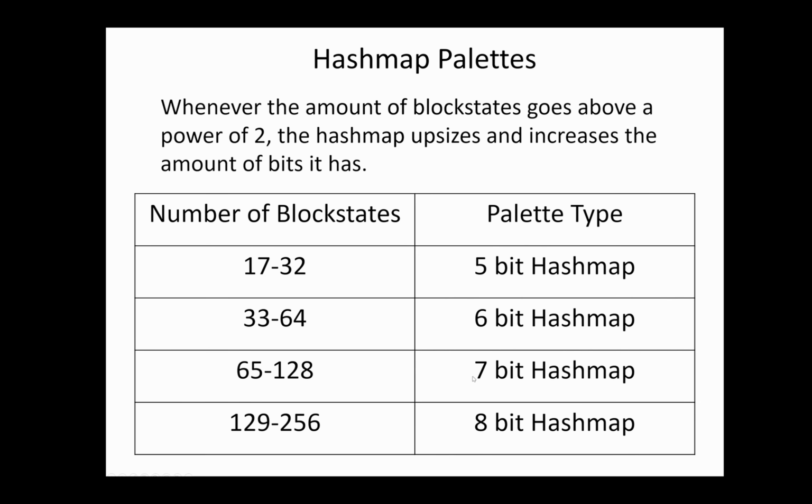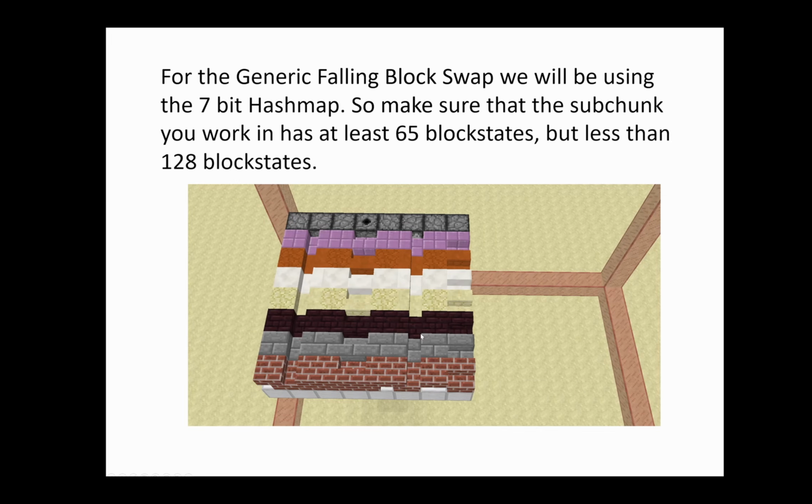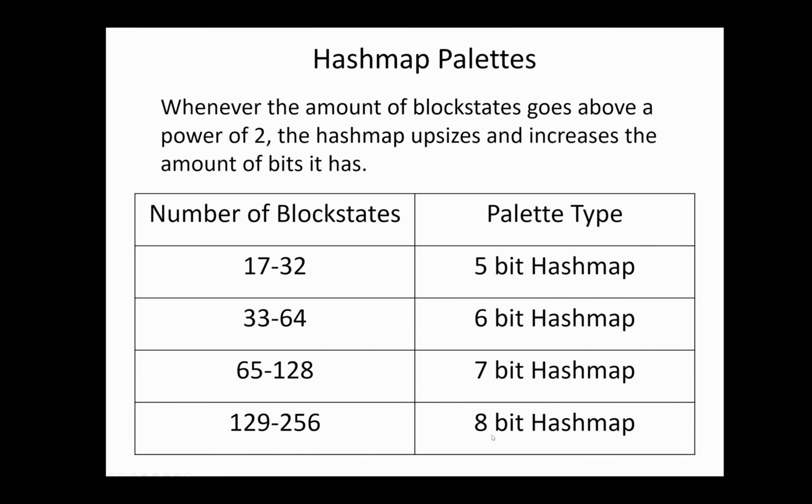And the same goes for a 7-bit and 8-bit. It's just more bits to each block, because when you need to store more different block types, you of course also need more bits in order to save all of these block types. So for the generic falling block swap, which is what we'll be doing in this episode, we'll use the 7-bit hash map, and that requires us to have at least 56 block states, but less than 128 block states. Because if we have more than 128 block states, we get the 8-bit hash map palette, and we want the 7-bit one.